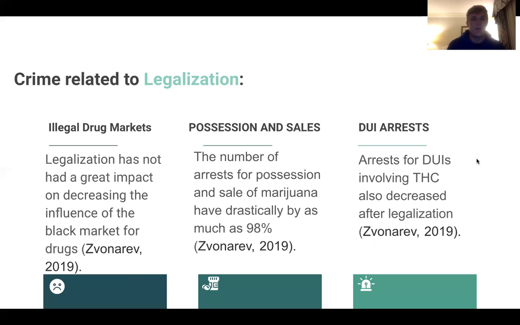In terms of crime, illegal drug markets have actually grown in recent years in some of these areas because of the new availability of being able to grow weed legally. A statement from the DEA shows that Mexican cartels have begun to produce weed in Colorado instead of shipping weed there. And then from there, they're shipping the marijuana to different states and different countries.